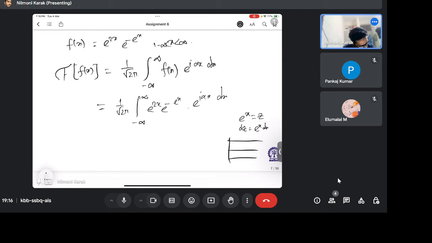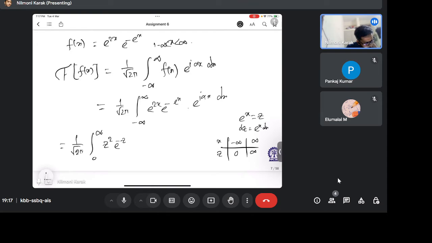Okay. So x and z. When x equals minus infinity, z equals 0, right? Infinity, infinity. So 1 by root 2 pi, 0 to infinity. Okay, e to the power 2x means z square. e to the power minus z.